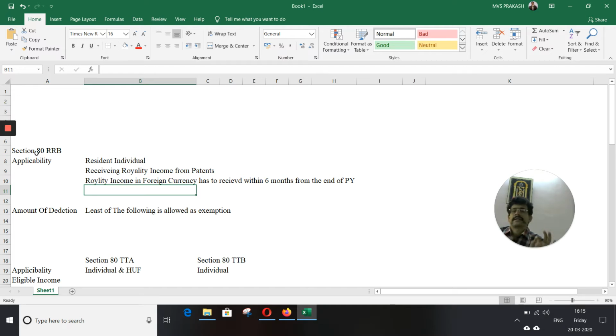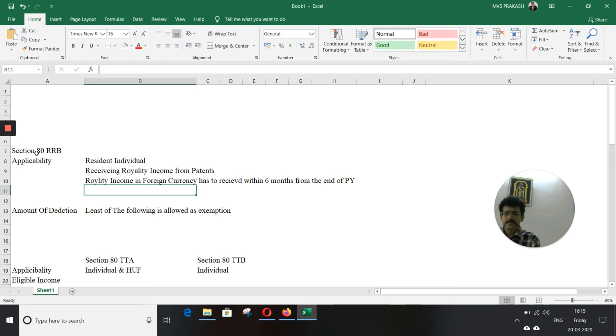Say suppose 10 lakhs is your royalty income. Of that, 2 lakhs is the amount which you are supposed to receive from the foreign country. Of that, let us consider 1,50,000 has been received within the set time limit. The remaining 50,000 has not been received within the set time limit. So ultimately, you cannot take 50,000 into consideration. You are supposed to consider only 9,50,000, not the 50,000 which is not received by 30th September 2020.